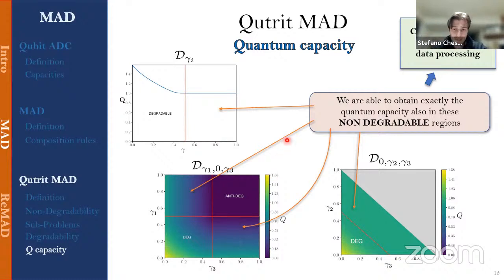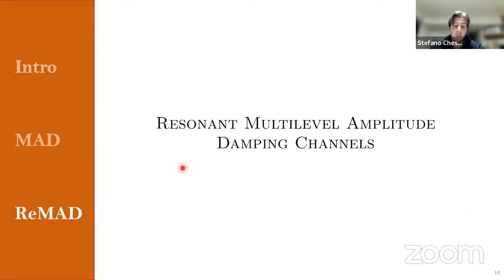The first one is that there are very few instances in the literature of channels that behave in this way, for which the quantum capacity is known also in non-degradable and non-anti-degradable regions. And the second reason is that also Q3 resonant multi-level amplitude damping channels will exhibit a similar feature. So now that this introduction is closed, we can directly jump to the central part of this talk, which is given by resonant multi-level amplitude damping channels.